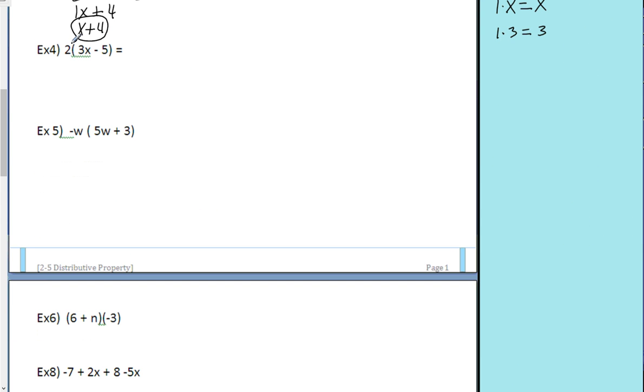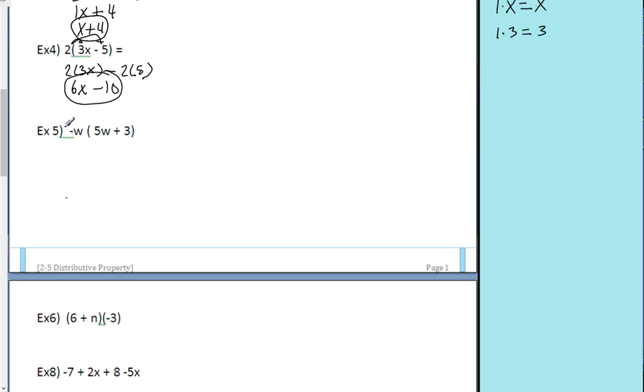So we're going to do 2 times this and 2 times that. So we're going to have 2 times 3x minus 2 times 5. 2 times 3 times x. 2 times 3 is 6x minus 2 times 5 is 10. I can't add 6x and 10 together. I'm done. Got it? Let's hope so.